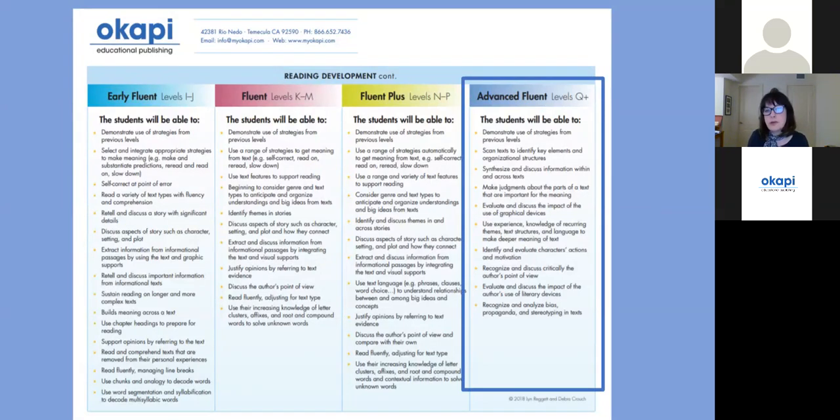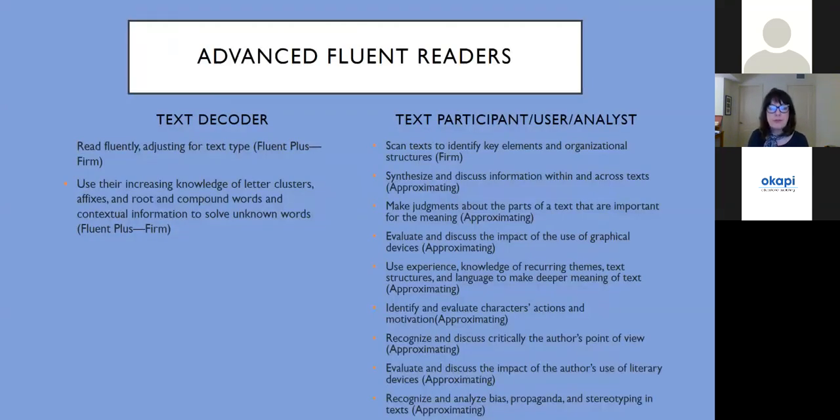So these kids were very solidly into this advanced fluent stage. So you'll see the work that they're doing. One of the things, if you're using that reading development chart, that you'll notice is that there's an expectation by the time they're in this advanced fluent stage that they are very, very solid as text decoders. That reading fluently and adjusting for text type and really learning how to tackle these complex words that they're running into, that is firming up. These kids were pretty solid at that.